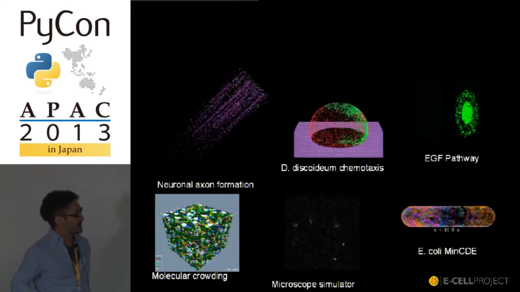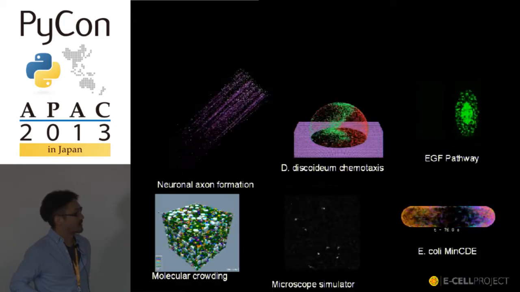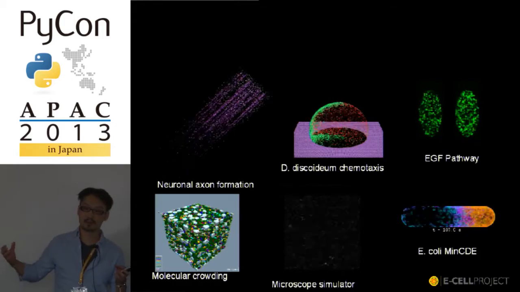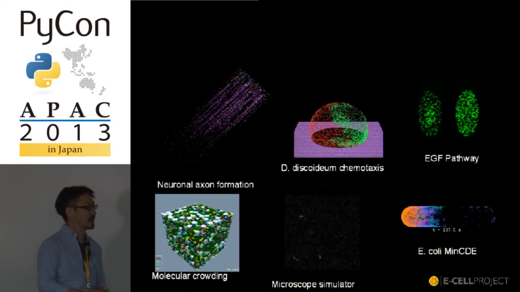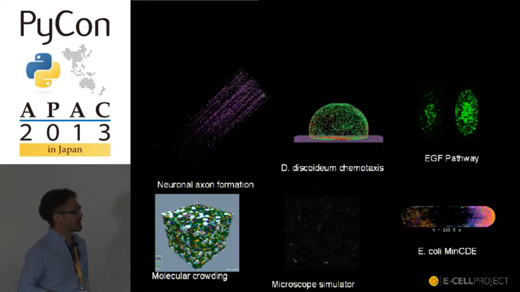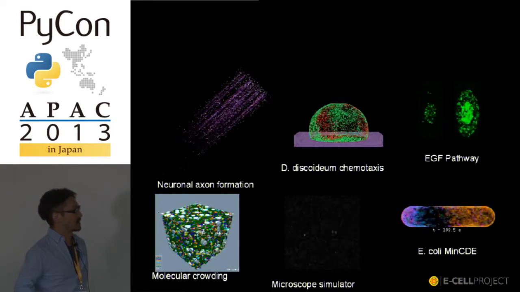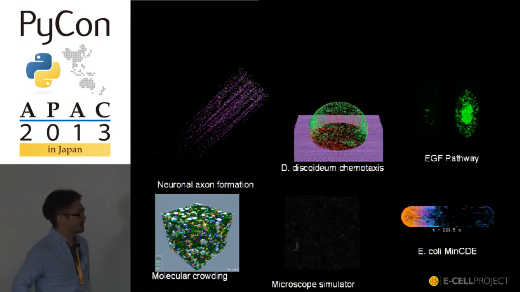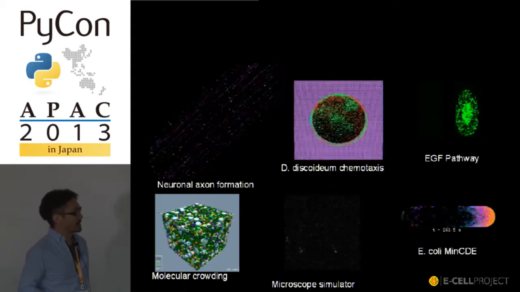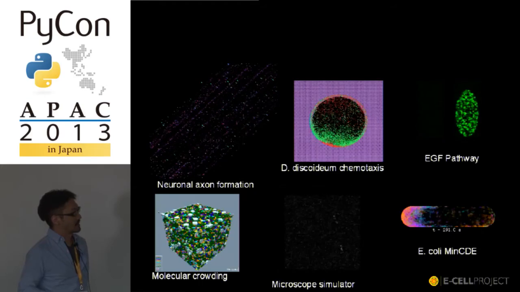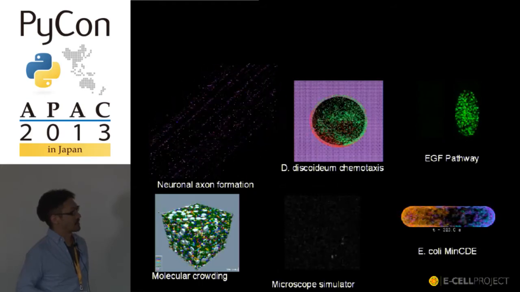This is the simulation of molecular crowding, which is the extremely high density of proteins in the cell, which breaks down the physical laws of chemical reaction rates. And this is E. coli simulation. This is the simulation of microscopes.